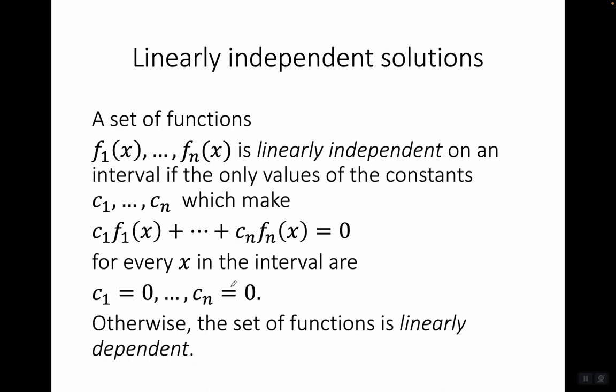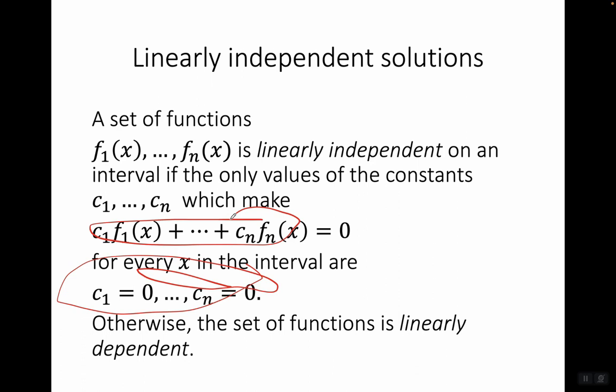In other words, of course, if c1 through cn are all 0, then obviously the left side is going to be 0 as well. The question is, are there other values of c1, c2, etc. that are not all 0 such that we can make the left side 0? If the only values of c1, c2, ... which make this left side 0 are c1 equals 0, c2 equals 0, etc., then we say the set is linearly independent. But if there are values of c1, c2 that aren't all 0 that make the left side equal to 0, we say the set is linearly dependent.